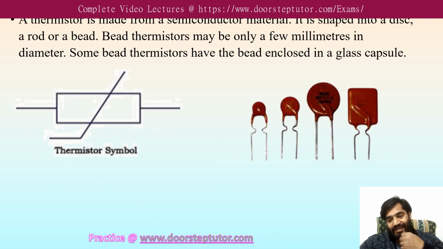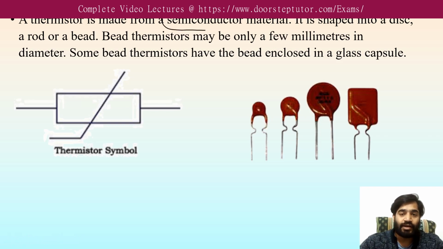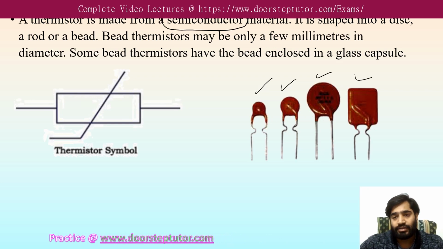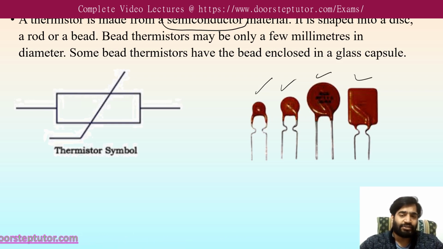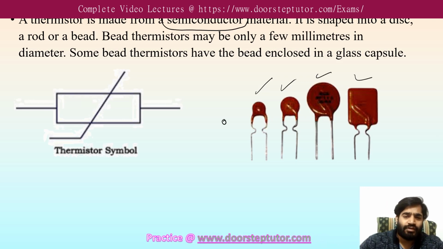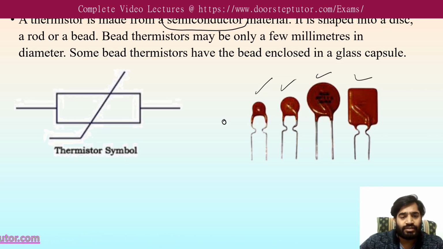A thermistor is a resistor, but a special resistor. It is made from a special material, and that is a semiconductor. You can see the different types of thermistor here. It can be spherical, large, disc shape, square shape, even a rod shape or bead shape. A bead shape is just like a pearl, a few millimeters in diameter. It can also be capsule-like. This is the symbol of the thermistor.